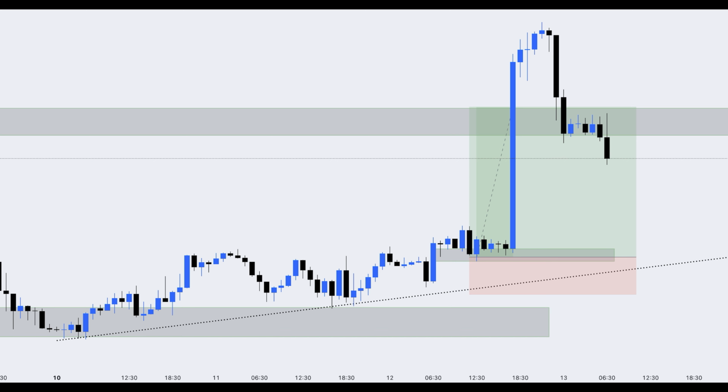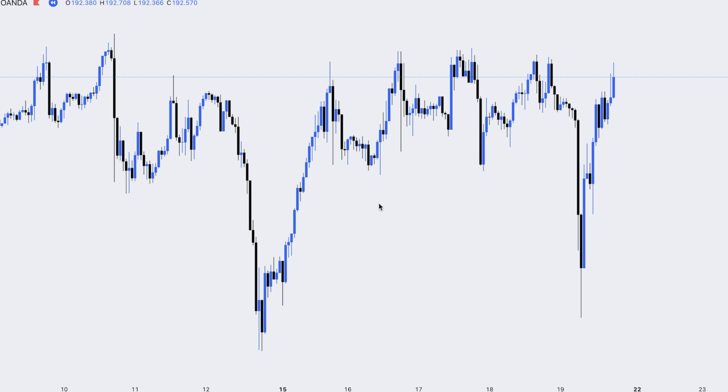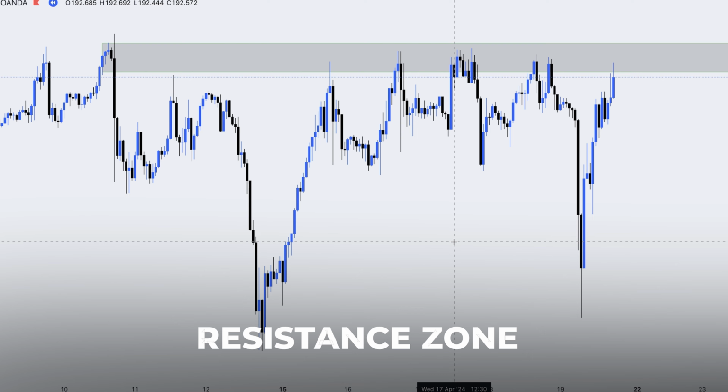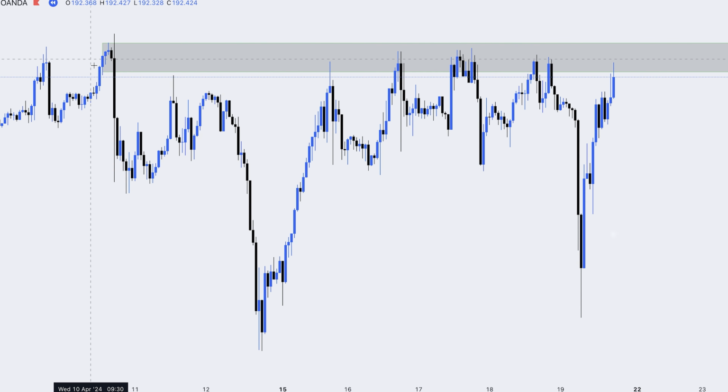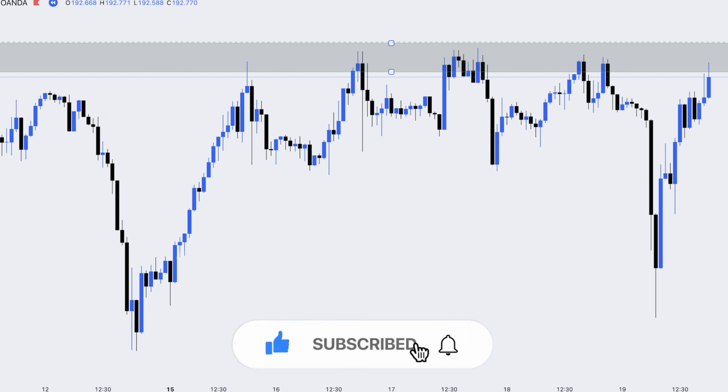Let's see if we can also get another example of multiple rejections as an entry model. So on this chart, when you look at this chart clearly, you can see that when we draw our resistance zone here, I always say when you are drawing your zone, draw it as a zone but not a line. So now we've drawn our resistance zone over here, and you can see that we already have multiple rejections. Let me zoom this for you to see clearly. We have these rejections here, this one, this one, this one.